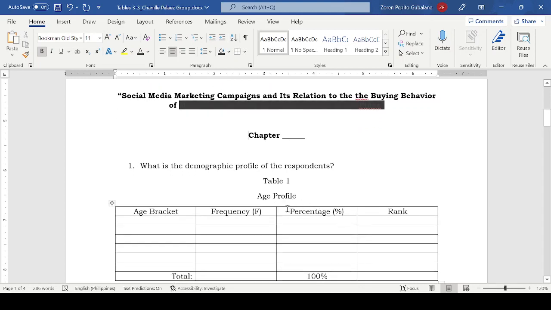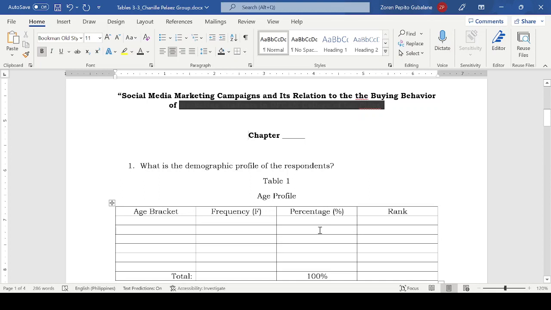So for example, in terms of age profile, the first column here is about the age brackets. And then the next column is about how many counts there are based on the data you have as far as age bracket is concerned. The third column is about the computation of percentage.